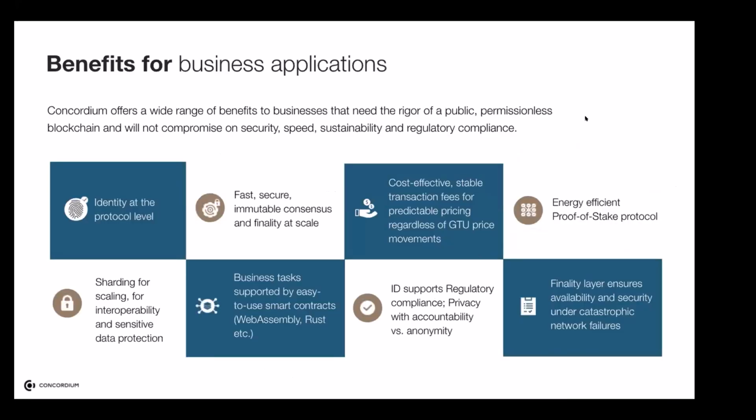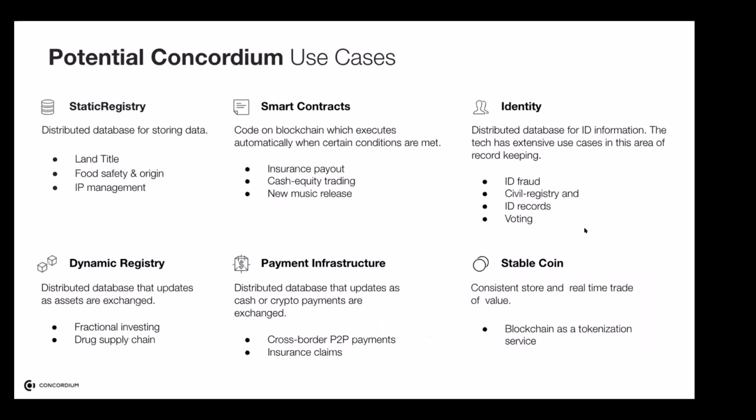Some of the benefits of these business applications: identity at the protocol level, fast and secure, cost efficient, energy efficient. And we also have sharding, which means you can run other blockchains on top of Concordium. That really helps scale, because we can have different blockchains that do different things, and you can still run them and utilize the consensus mechanism of Concordium. And of course, it's easy to use, with smart contracts in Rust and WebAssembly, and regulatory compliance. So a lot of benefits.